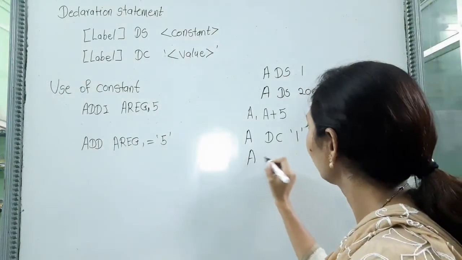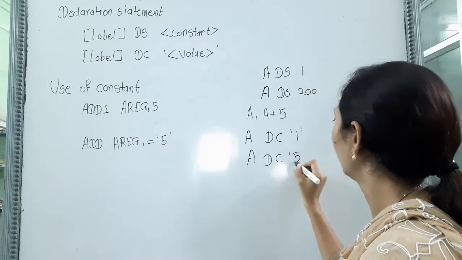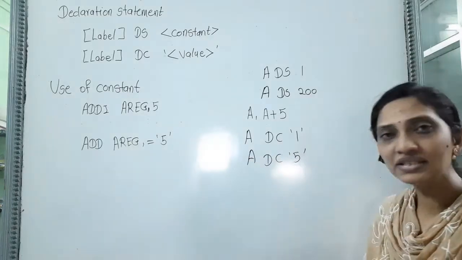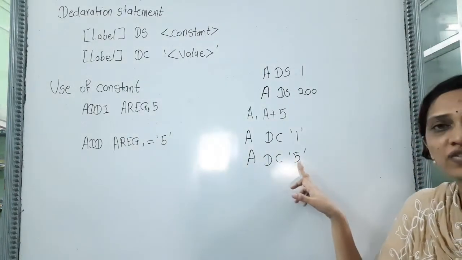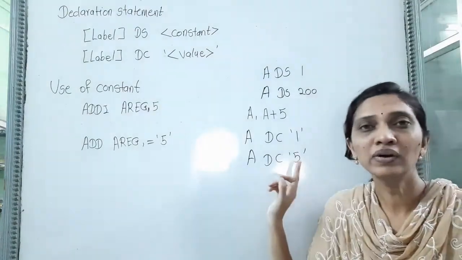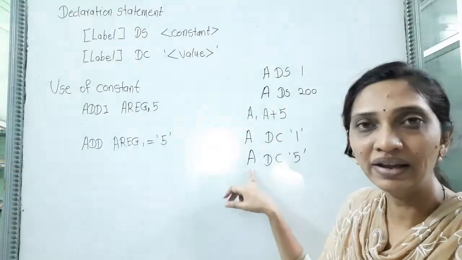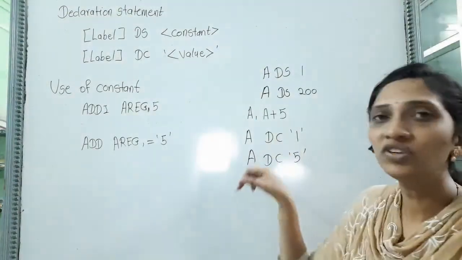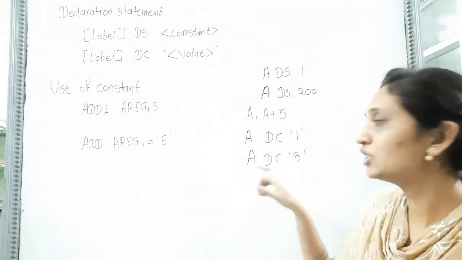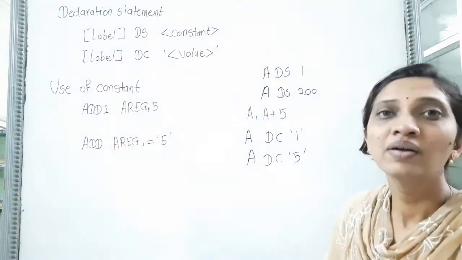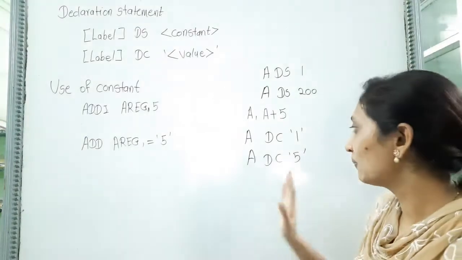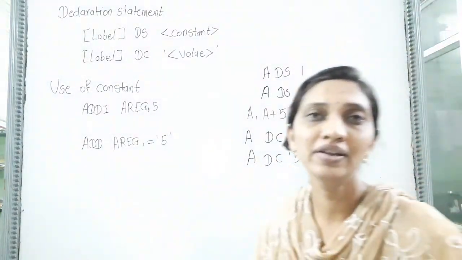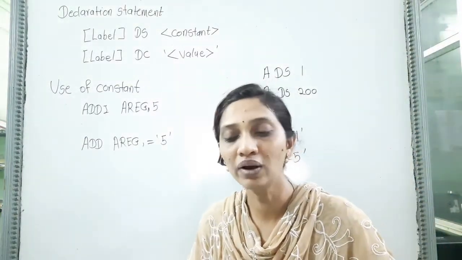Otherwise, A DC 5. In this case the value 5 is contained in the label A. 5 is the value present in the label A, for declaring a constant. In this way we specify the constant in assembly language programming.